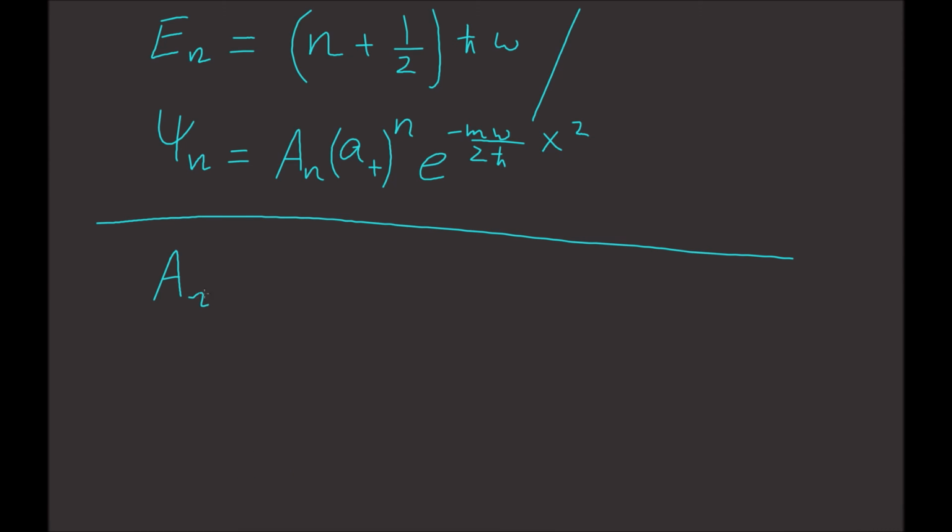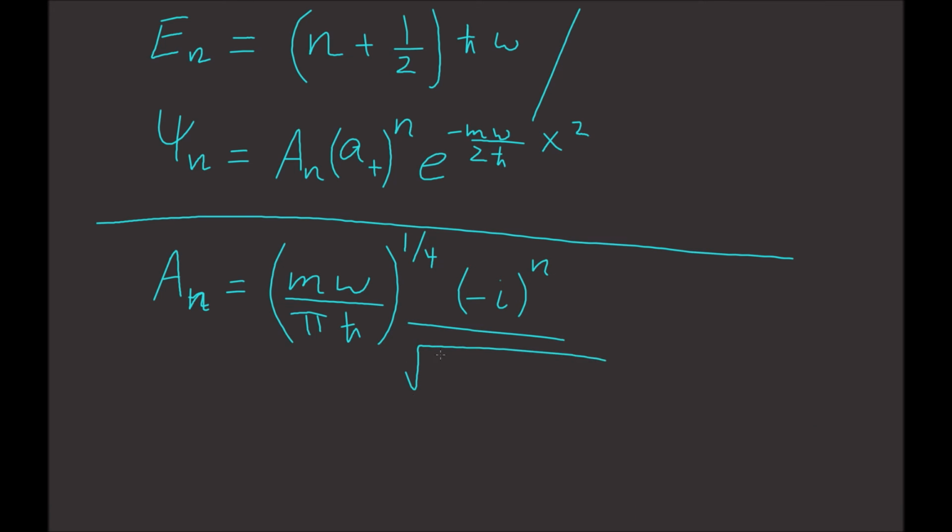a sub n equals m omega divided by pi h bar to the 1/4 power, times minus i to the nth power divided by square root of n factorial, times h bar omega to the n power. So this is your normalization constant.